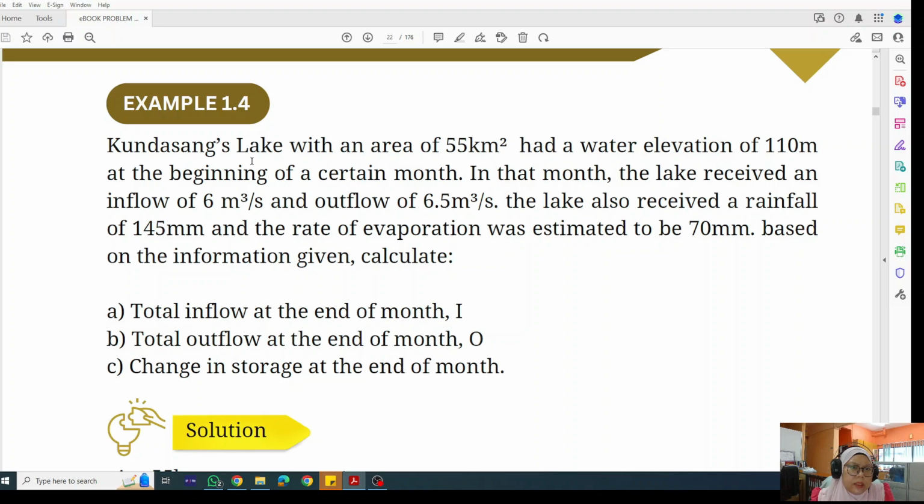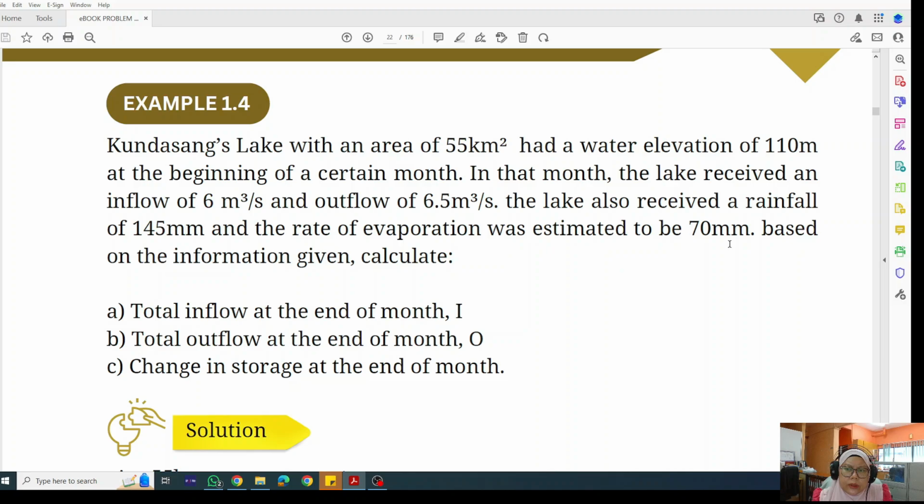Kundasan Lake, with an area of 55 kilometers square, had a water elevation of 110 meter at the beginning of a certain month. In that month, the lake received an inflow of 6 meter cube per second and outflow of 6.5 meter cube per second. The lake also received a rainfall of 145 mm and the rate of evaporation was estimated to be 70 mm.